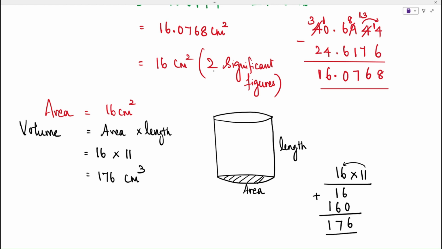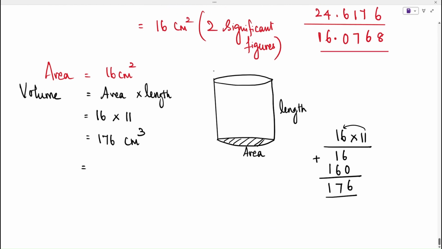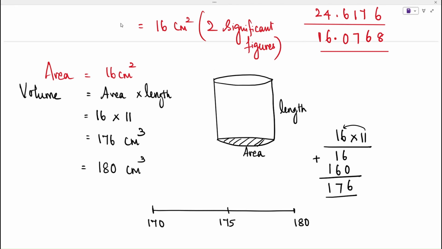But we also have to give this to 2 significant figures. 176 centimeters cubed can be written with 2 significant figures. So our first 2 numbers, 180 centimeters cubed, because our 6 forces us to round up. So if we look at it on a number line, 170, 175, 180. Everything from 175 and above rounds up to 180 for our 2 significant figures. And 176 lies above 175. So this rounds up.